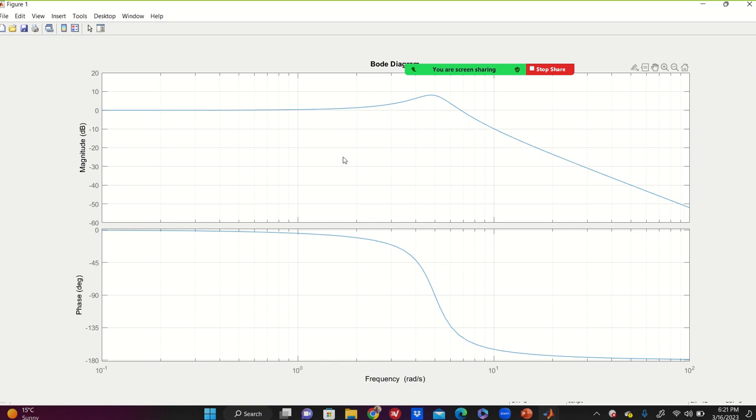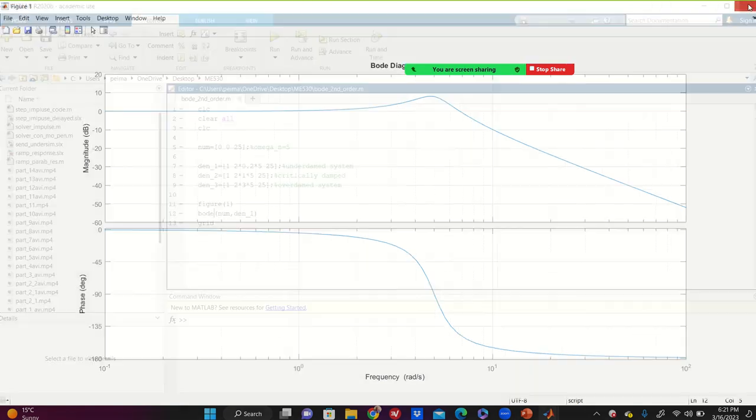down. This is an underdamped system. We have overshoot. Do you see the overshoot here also? Yes, for an underdamped system. Great.